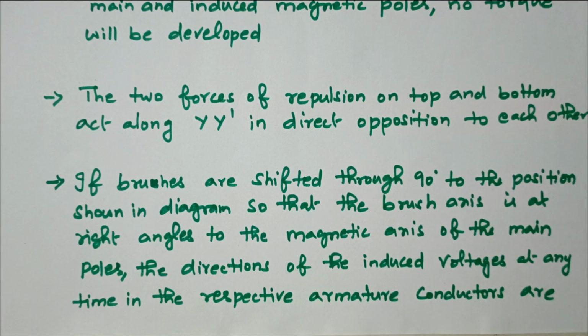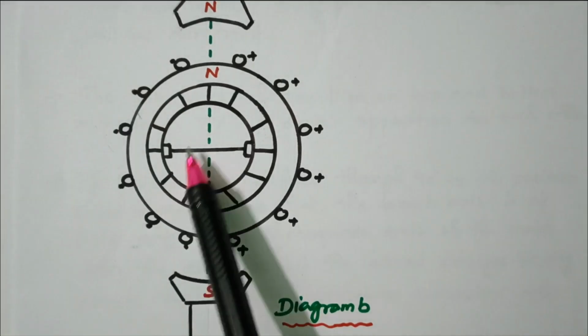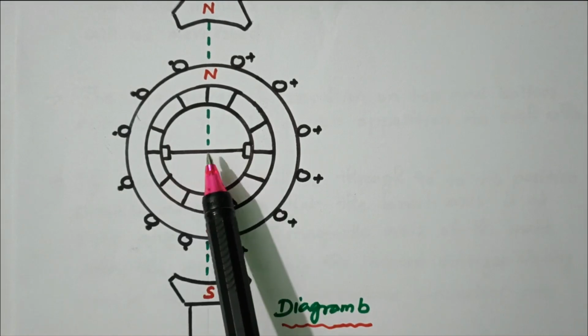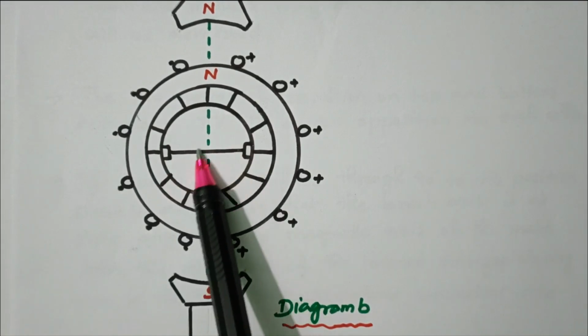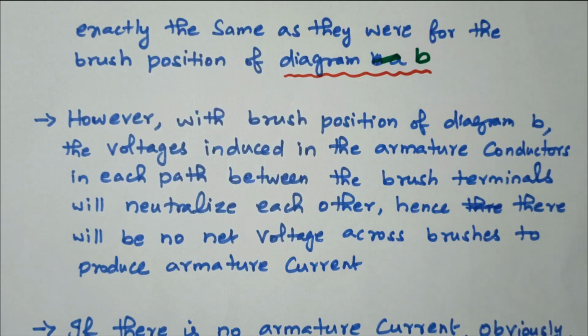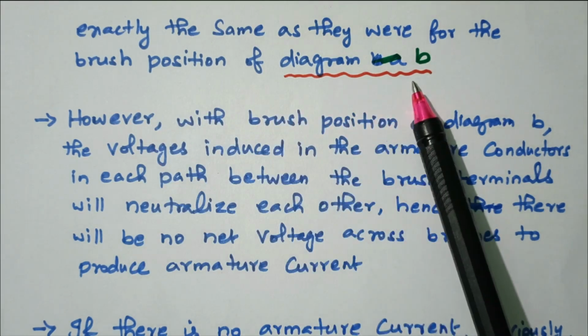Now we'll refer to diagram B. So this is diagram B. This is the magnetic axis and the brush axis, and both are 90 degrees apart. It is displaced by 90 degrees. Refer to diagram B.